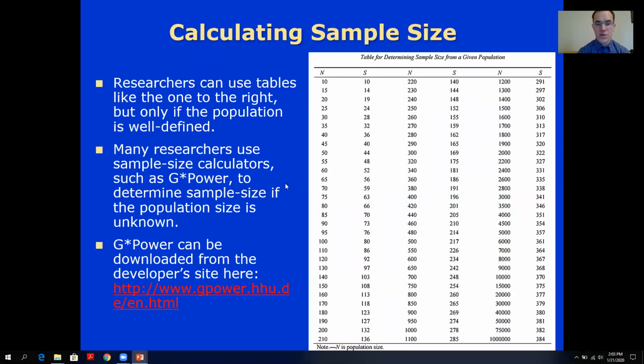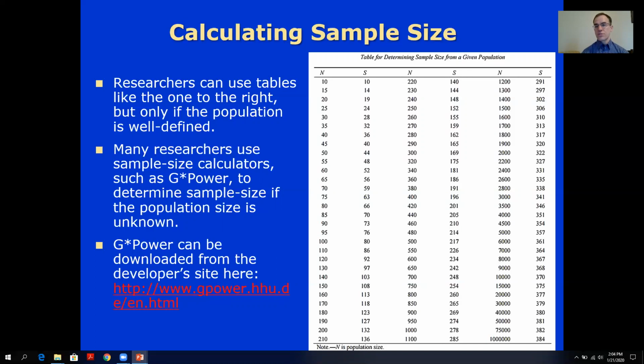Now, there are other ways that you can do this using a calculator called G-Power to determine sample size if the population size is unknown. So in other words, if you don't know the exact size of the population, well, you can use G-Power. And here's an example or a link to G-Power. You can download this G-Power calculator from this link here. You would just plug in some information about the population of interest, and then what you're trying to study. And then from there, it would generate a number or a sample size that you would need to have in your study to be representative of the entire population that you're interested in.